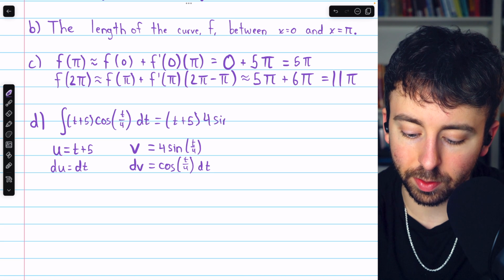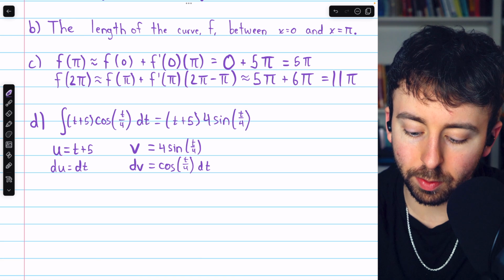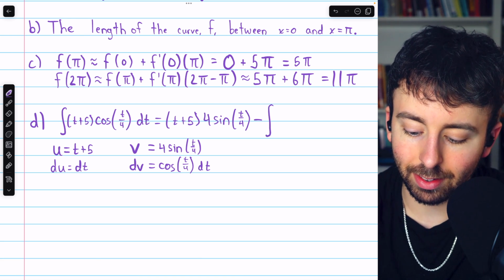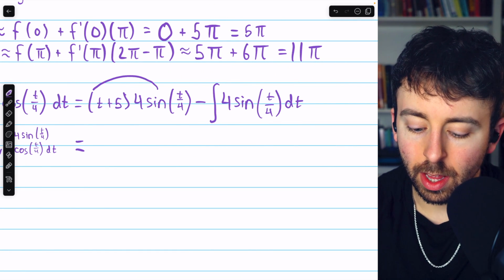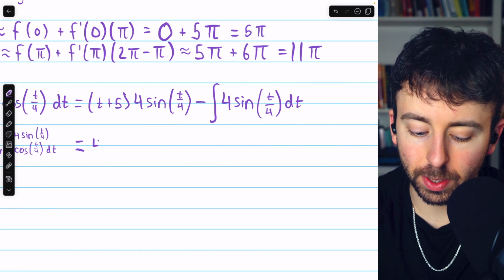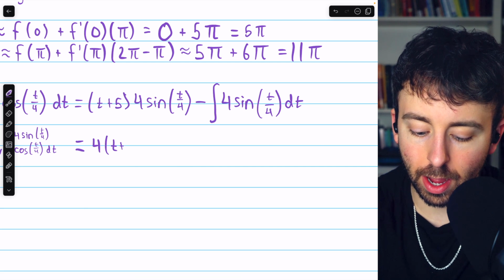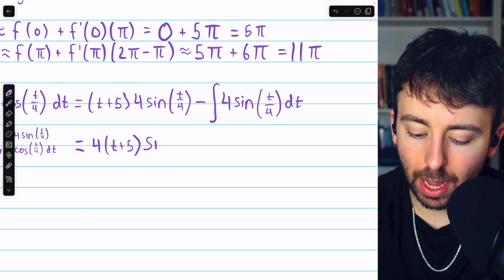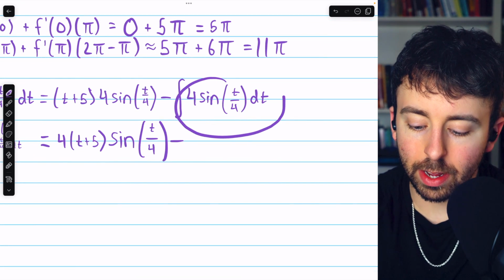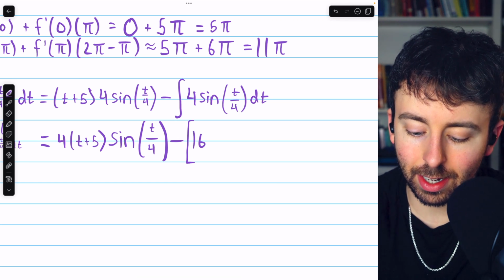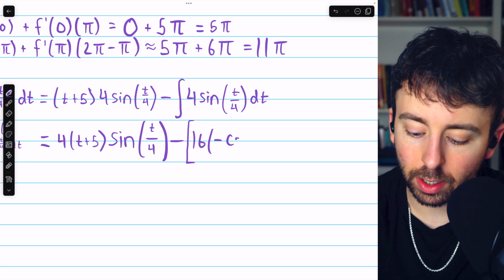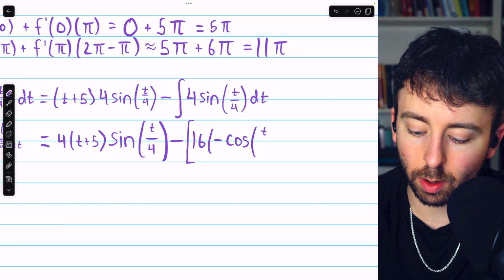4 sine of t over 4, uv minus the integral of v du. So finishing up this evaluation, I'll go ahead and put the 4 first, just because I think that looks better. So 4 times t plus 5 multiplied by sine of t over 4. Then we just have to integrate 4 sine of t over 4, and that's going to be 16 multiplied by negative cosine of t over 4.